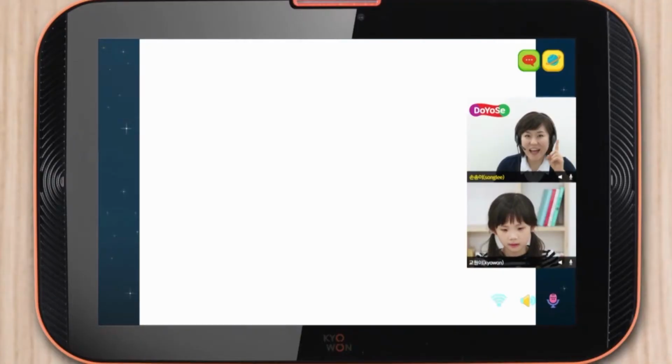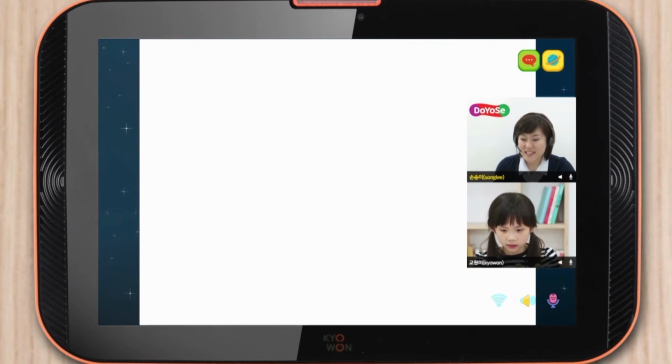Can you read it? Cupcake. Very good. Now, let's draw a picture. Taylor, can you draw a cupcake? That's okay. I will draw it first. This is bread.